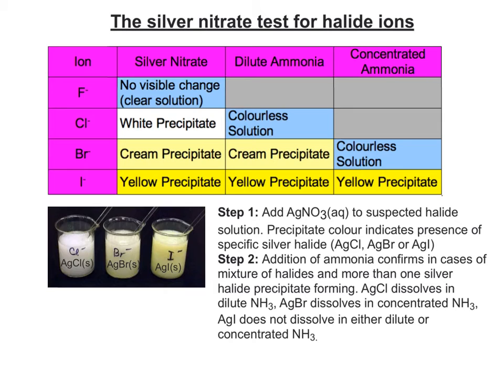And then finally, silver iodide will not dissolve in either concentrated or dilute ammonia. So if the precipitate doesn't dissolve in any concentration of ammonia, we know that silver iodide is present, and therefore the iodide ion must have been present to start with. So there's an ionic equation that goes with this as well.